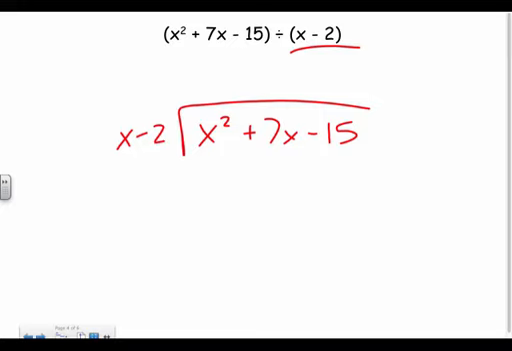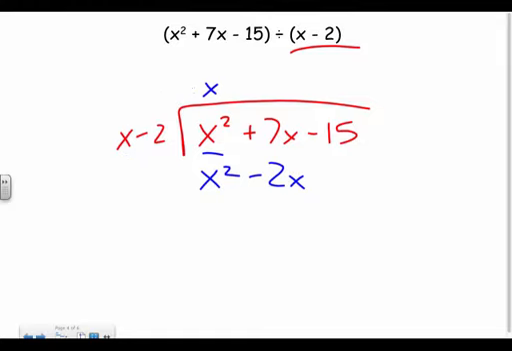And we go ahead. I want this x to become an x squared, so we multiply by x. So x times x is x squared, and x times negative 2 is negative 2x. Right? Because I got to take it times both those guys. Don't forget to do that. Just a quick reminder. I know hopefully we're starting to get it now.